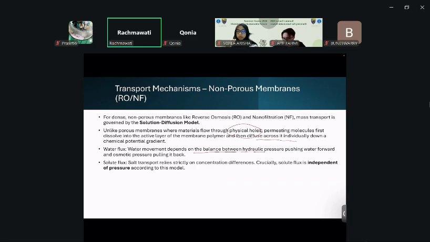As the solute flux, let's say the feed solution contains salt. Then the driving force of the movement is solely affected by the concentration. So it's a chemical activity gradient. In this case, the solute flux will be independent of the pressure.